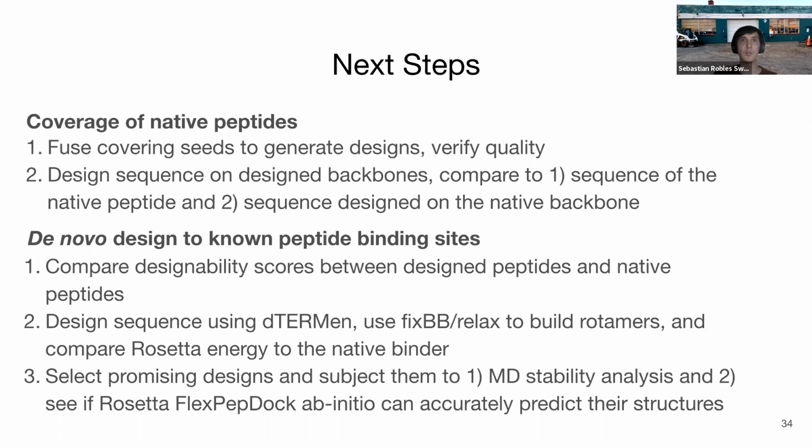analysis, and also see if Rosetta FlexPepDock ab initio could predict their structures. Obviously, I don't expect that for every individual example of a design, but I think on average, if either of these methods indicate that our designed peptides are as good as native ones, then that would be pretty promising.